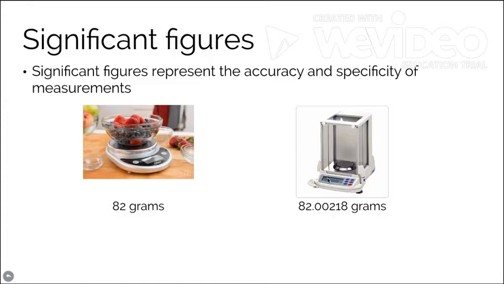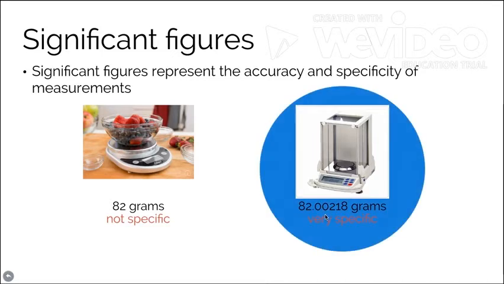But because this scale was able to give you a lot more decimal points, you can say that it's a lot more accurate. So notice that 82 grams, again, is not as specific as 82.00218. So we have a very specific measurement. And when you're using this for a scientific purpose or maybe pharmaceuticals, you want to make sure that your pharmacist is using the scale that is very specific so you can get the right dose in your medicine.